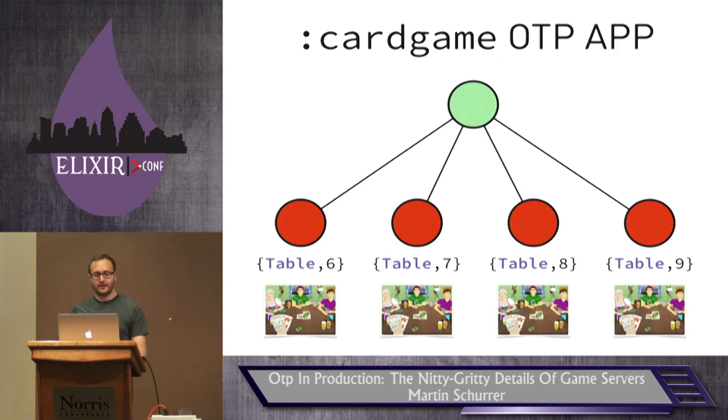Each of these children is one of those table processes, and they are identified by a global identifier. There's support for that in the Erlang standard library. Like, it's a tuple: table 6, table 7, and so on.